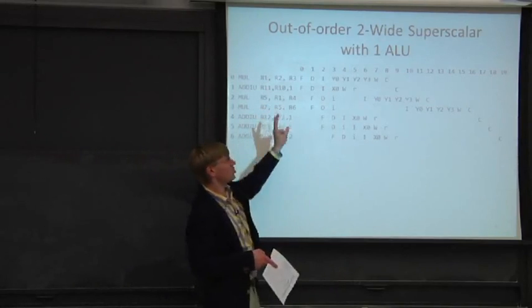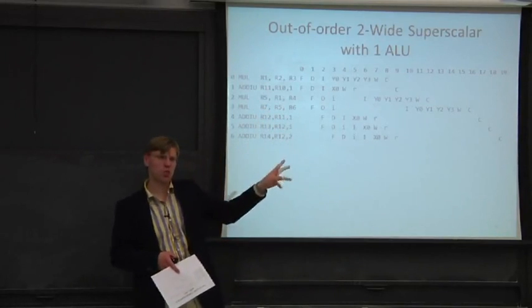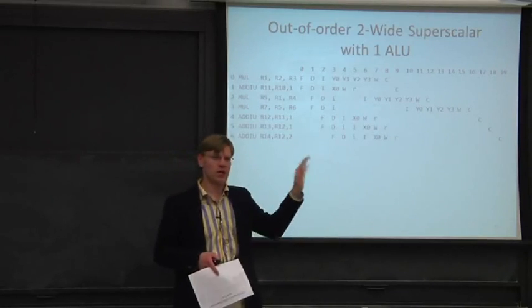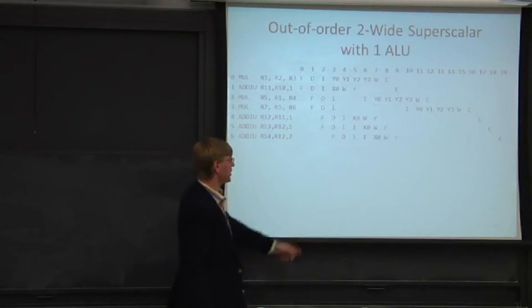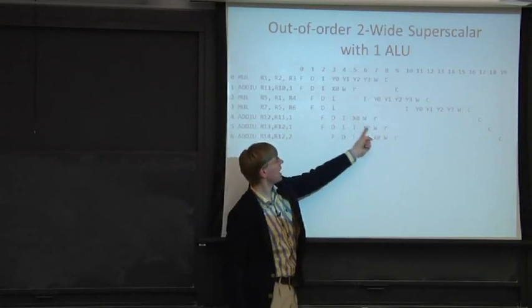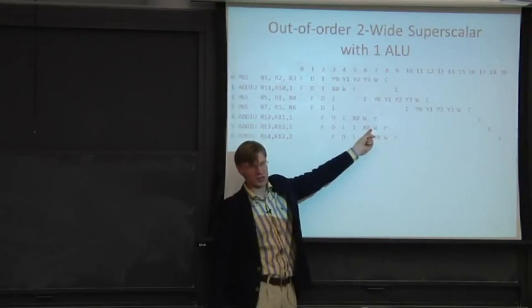So here we're just going to be able to issue 2, but we're not going to have 2 ALUs. We're going to have the same sort of back end of the pipe. And what we start to get limited by is we end up with sort of execution resource bottlenecks here.